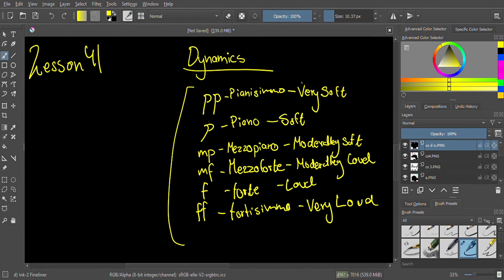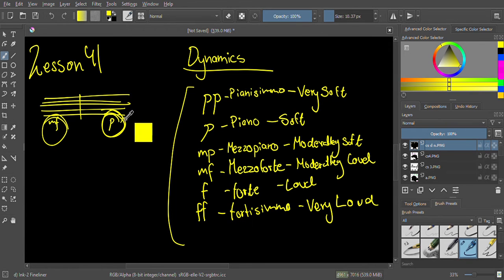Anywho, this is what exists for dynamics, and as I said, these dynamic markings go below the staff at all times, so you never find them above the staff. So like here you have mezzo forte, maybe piano right here, and so on, right? And that's how it works. You can have dynamic changes happen all over the piece. You have to always pay attention to the dynamics. In one bar it could be mezzo forte, in one bar it could be piano, and in one bar it could be fortissimo. You never know, right?